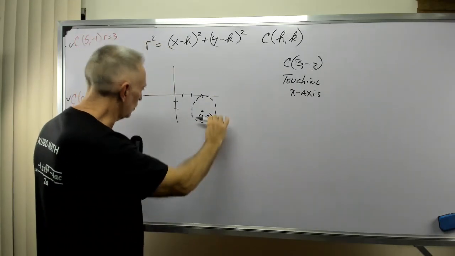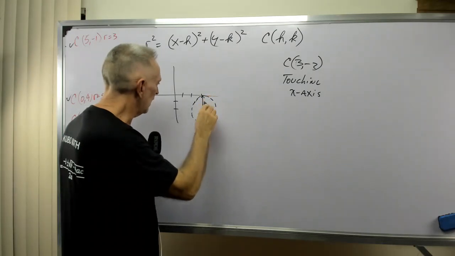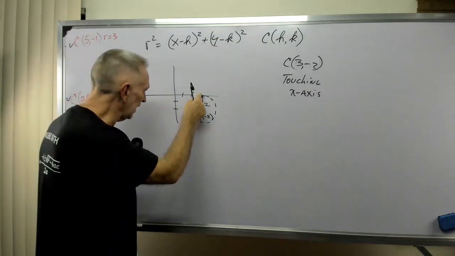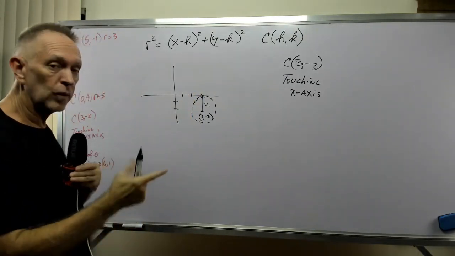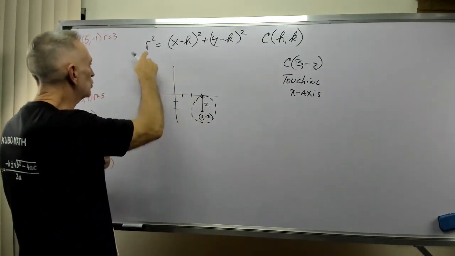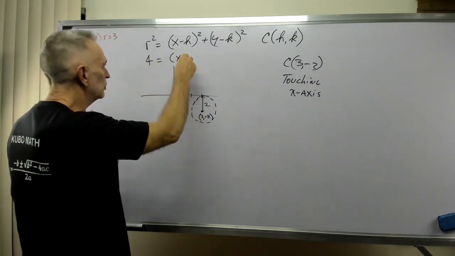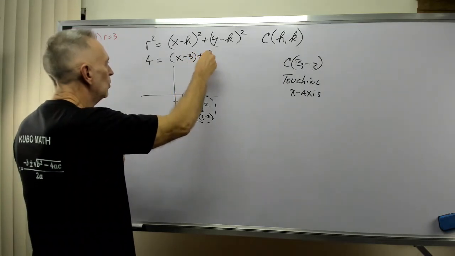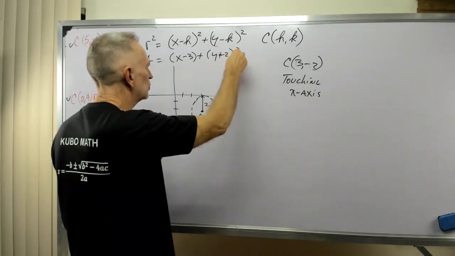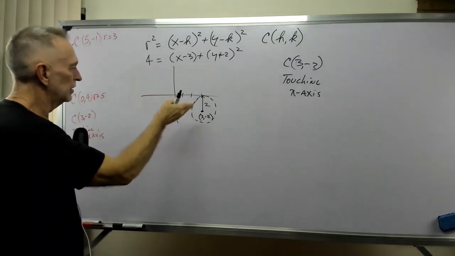Well, it's 2 units down, and that's the center, and it's touching that, it's tangent, that means the radius is 2. It's 2 units down, and it's tangent to that point. Oh, okay. We do have everything we need. Radius is 2. 2 squared is 4. 4 equals x minus h, which is 3, plus y minus a negative 2, which is y plus 2 squared. Minus a negative plus a positive. And that would be the equation of that circle.